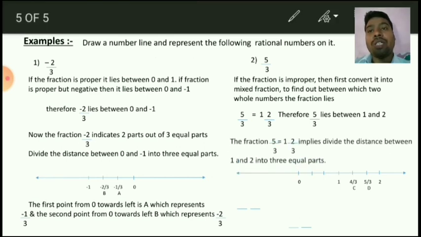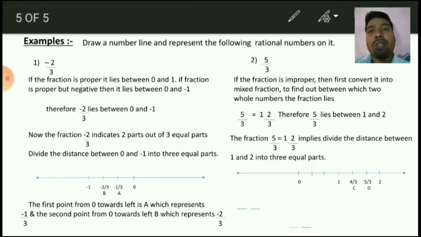So we have to represent this. The fraction 5/3, the mixed fraction 1 and 2/3, implies dividing the distance between 1 and 2 into 3 equal parts. Here the denominator is 3, so we have to divide the distance between 1 and 2 into 3 equal parts. See the number line, between 1 and 2 we divide the distance into 3 equal parts.